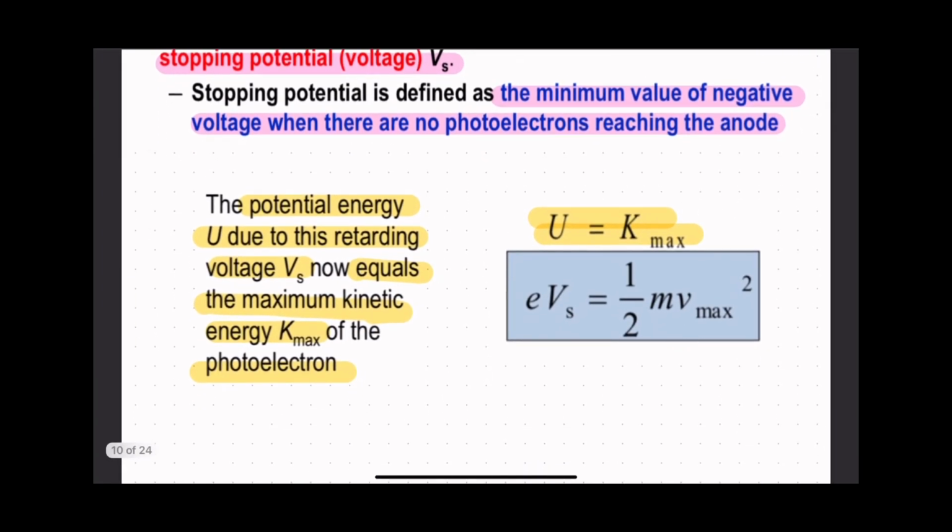Okay, so what relationship between potential energy and retarding voltage, or we call it as stopping potential. So U is equal to Kmax lah. Okay, U is equal to Kmax. So Kmax is equal to eVs. Is that elementary electron times with Vs means stopping voltage. So equal to half m v maximum squared.